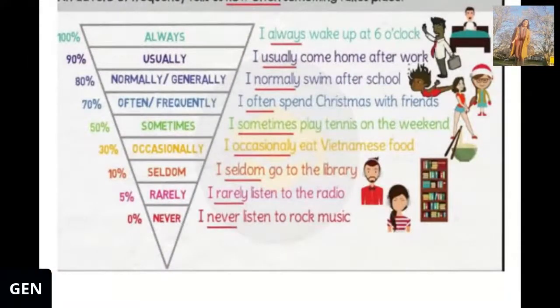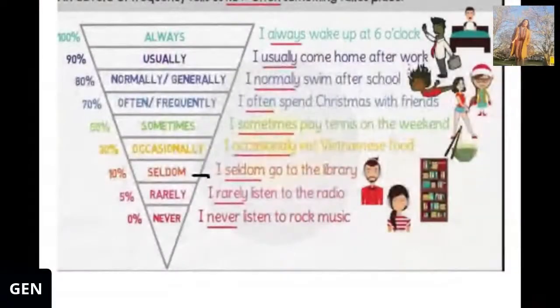That is seldom. When you say seldom, that is 10%. So, I seldom go to the library. So 10%, maybe in 1 week, you go to the library maybe 2 times. Very seldom. That's seldom. Okay, just 2 times, and that's it.